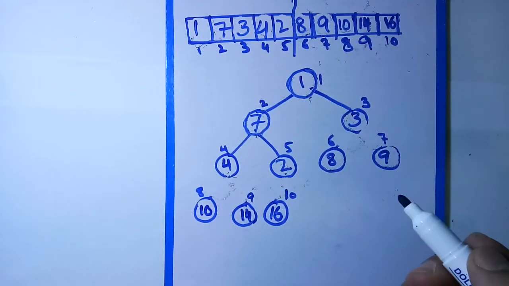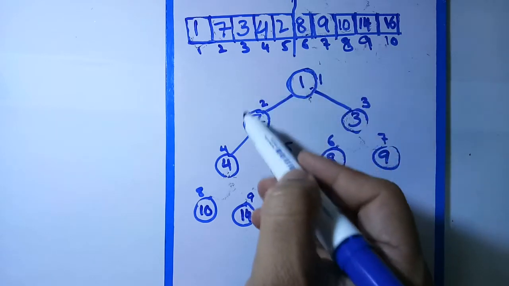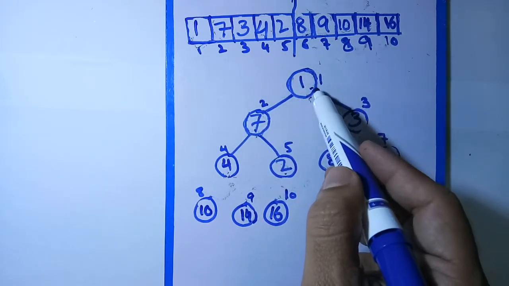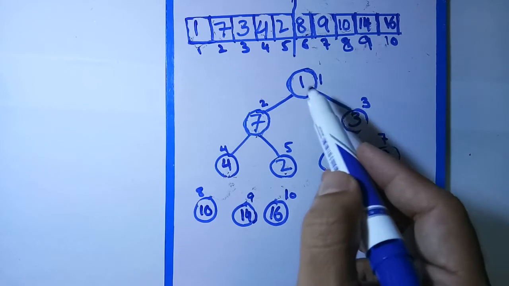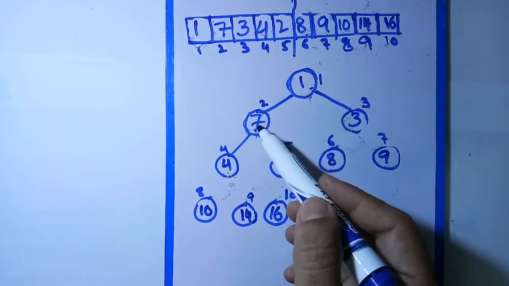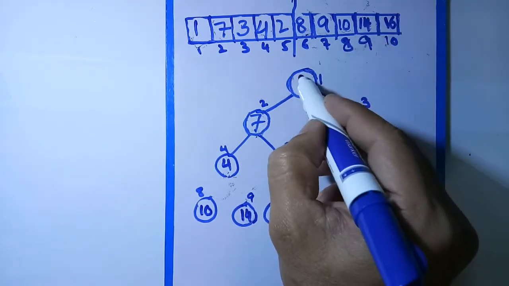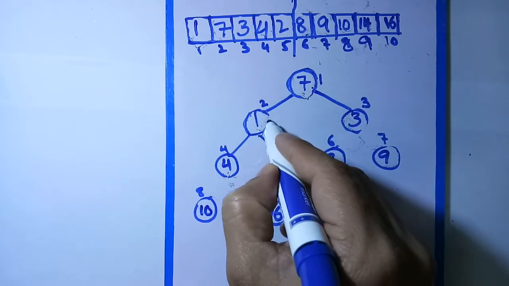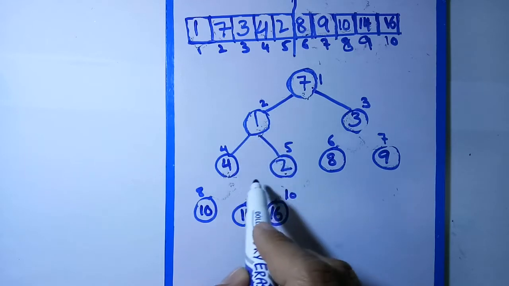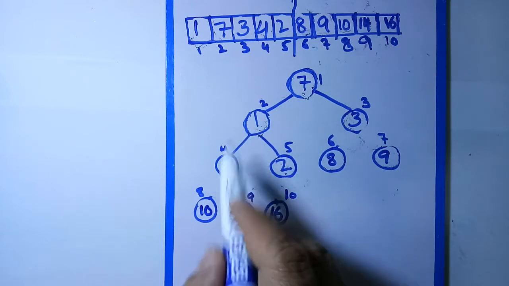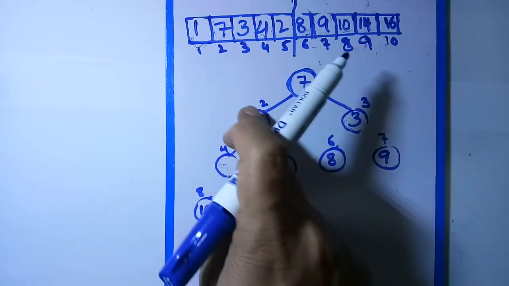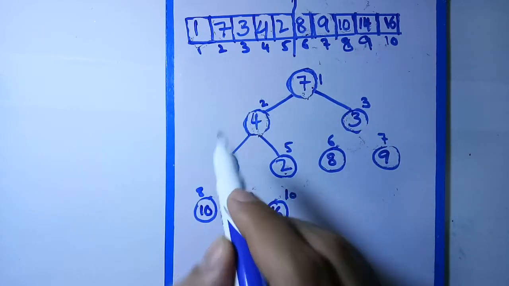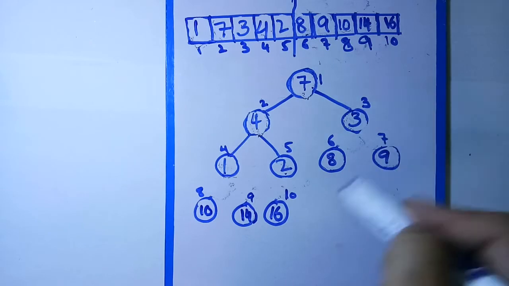Clear? So what next? The heap property is violated. Call build max heap in order to fix it at the root node. So which one is the largest? 7 is the largest. So 7 has to go up, 1 has to come down, right? And call the max heapify here. So which one is the largest? 4 is the largest. So 4 has to go up and 1 has to come down. 4 is going up and 1 is coming down here. Right, now this is the max heap.